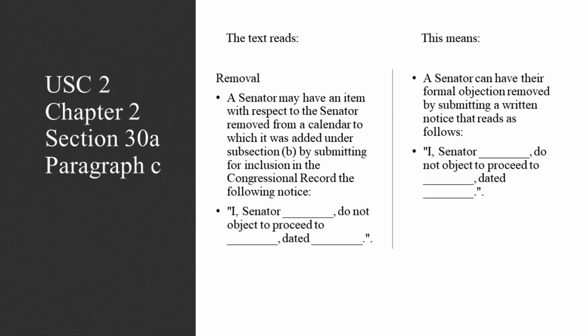Paragraph C. The text reads: Removal. A senator may have an item with respect to the senator removed from a calendar to which it was added under subsection B, by submitting for inclusion in the congressional record the following notice. I, Senator blank, do not object to proceed to blank, dated blank. This means a senator can have their formal objection removed by submitting a written notice that reads as follows. I, Senator blank, do not object to proceed to blank, dated blank.